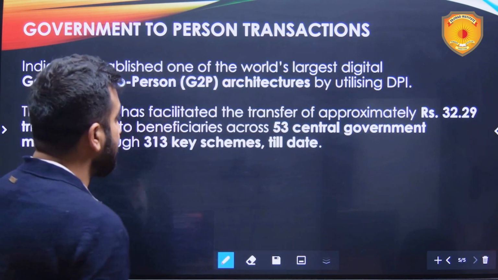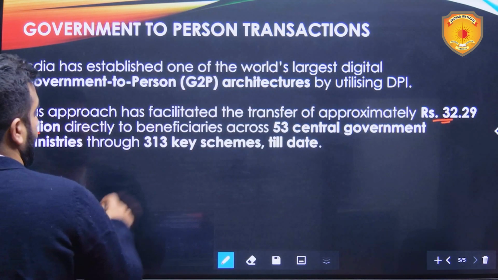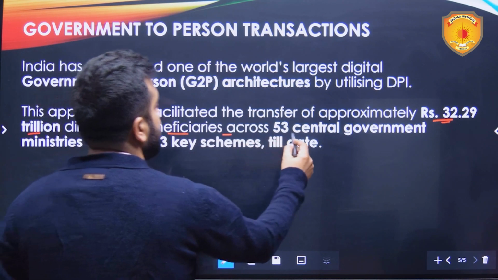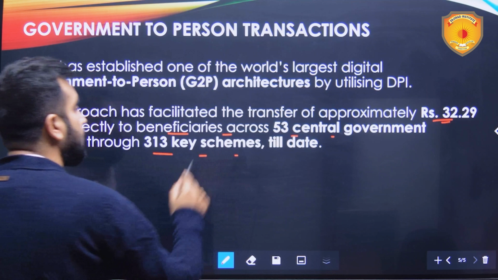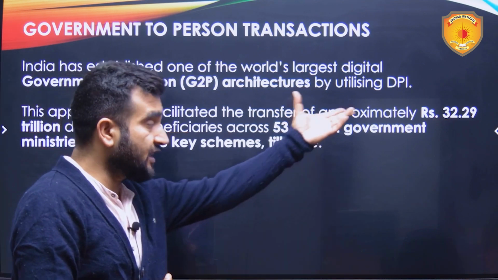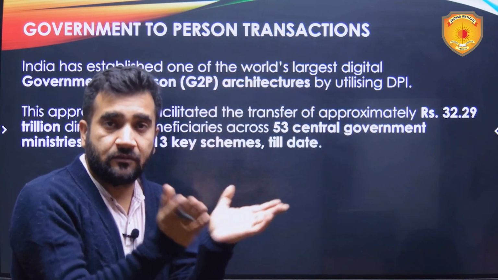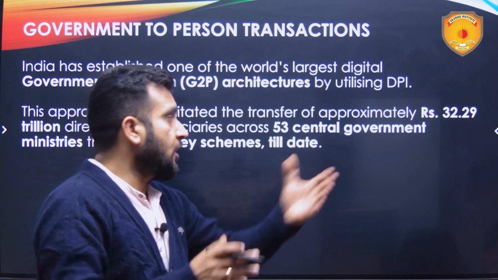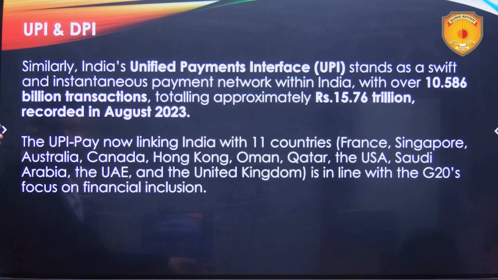Now, it is estimated that around rupees 32.29 trillion have been directly transferred to the beneficiaries across 53 central government ministries through 313 key schemes till date. This has reached the end beneficiary. And if DPI, this Jan Dhan and all were not there, then less than 10% of it would have reached, as estimated at that time.